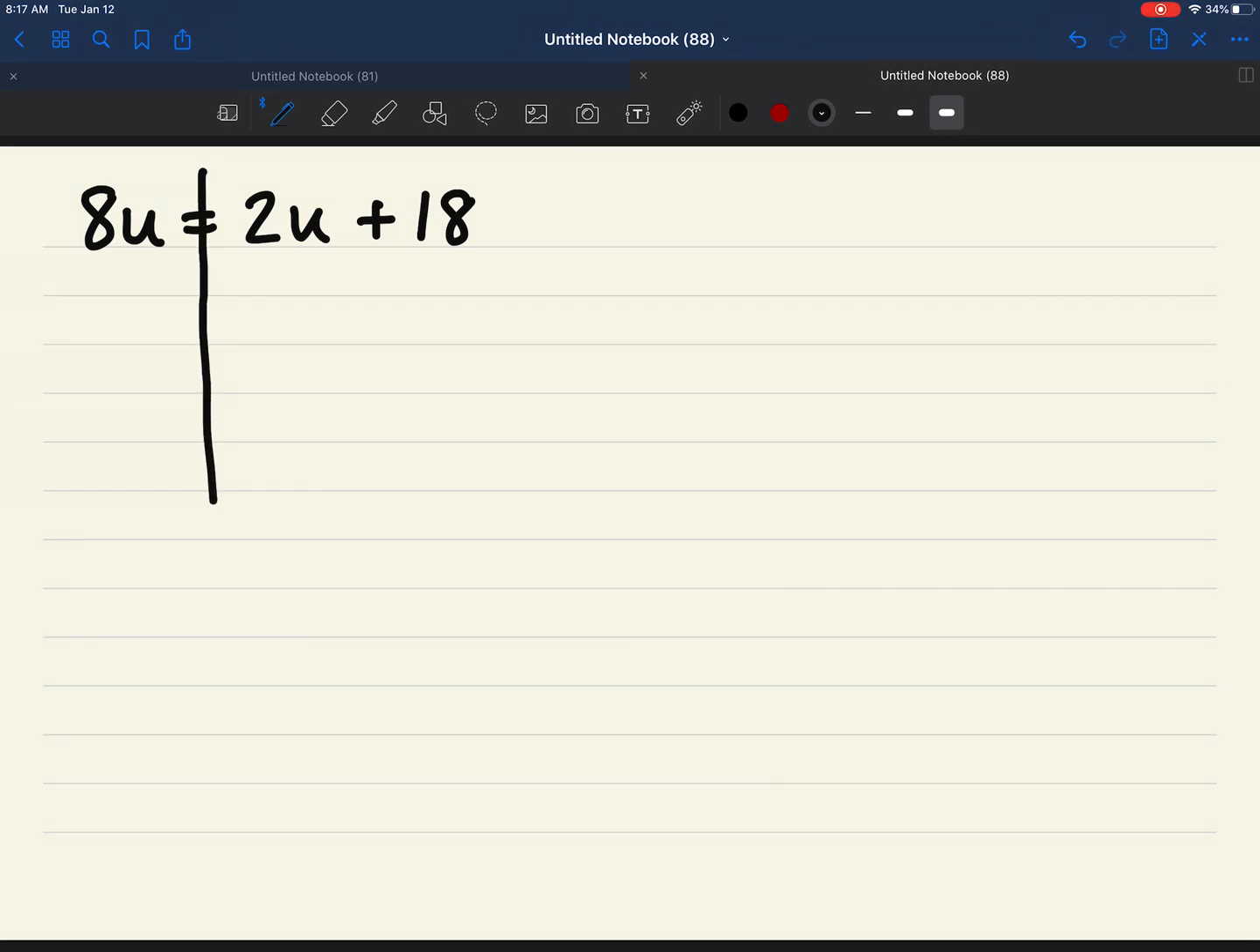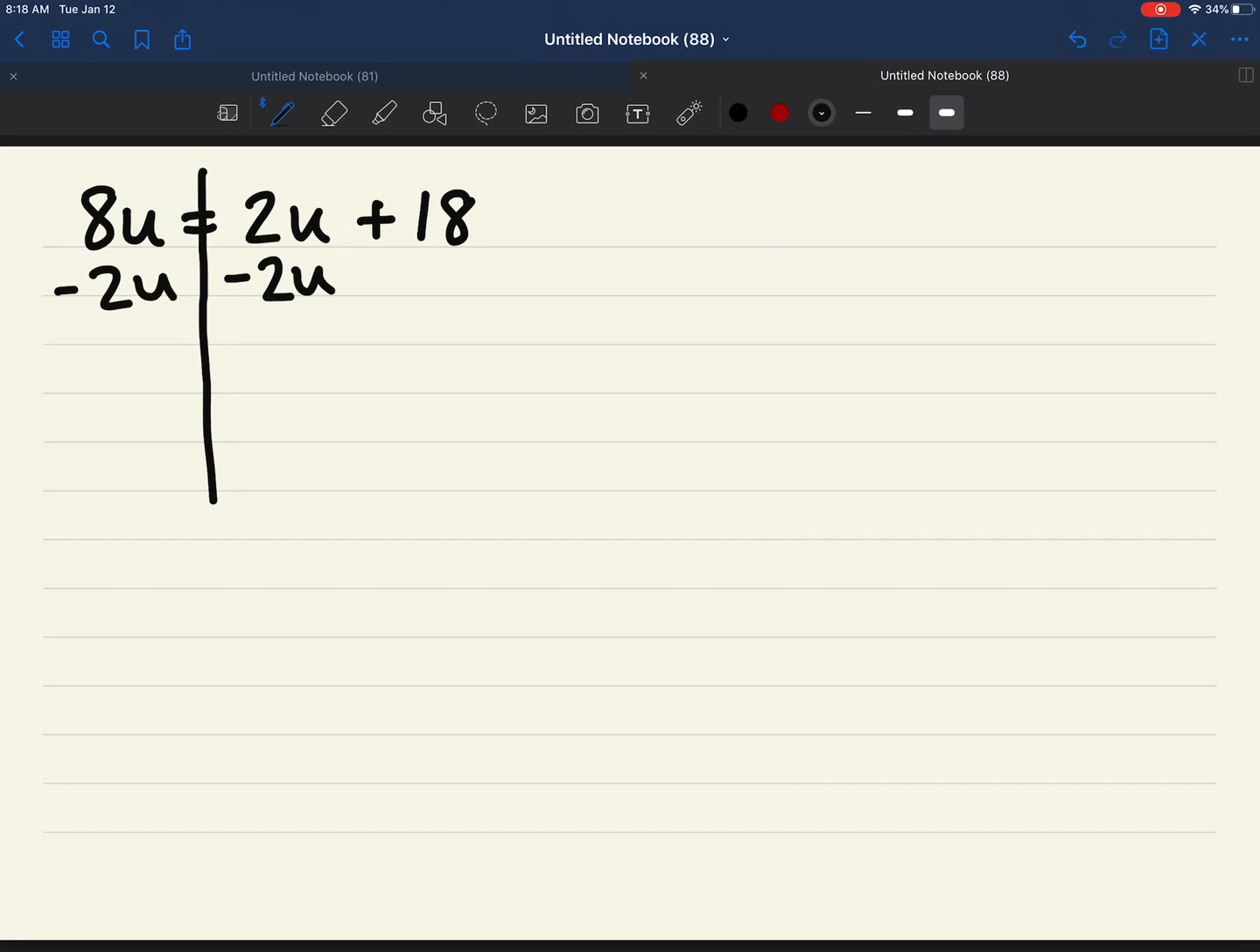So what term on the right side has a variable? 2u. Can anyone tell me how I would get that to the left side? You would add like terms. Well, if they were on the same side, you would add like terms. But to move something across the equal sign, you have to use opposite operations. Subtract. There we go.